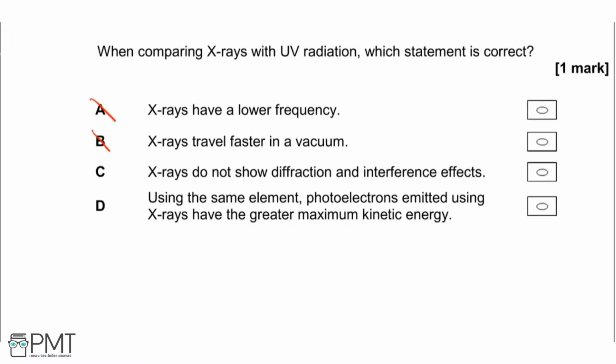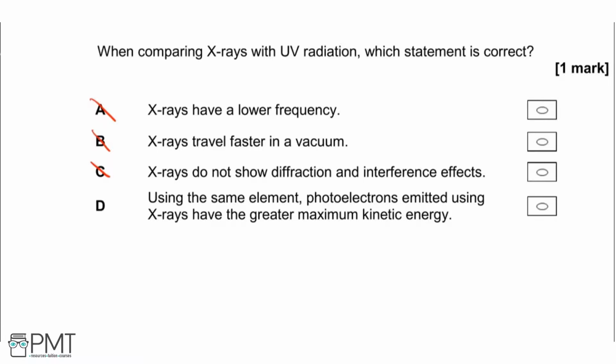For option C, X-rays do not show diffraction and interference effects. Well, X-rays are types of waves. Diffraction and interference effects are properties of waves, so that would also be incorrect. Now, by deduction, we found that D must be correct.